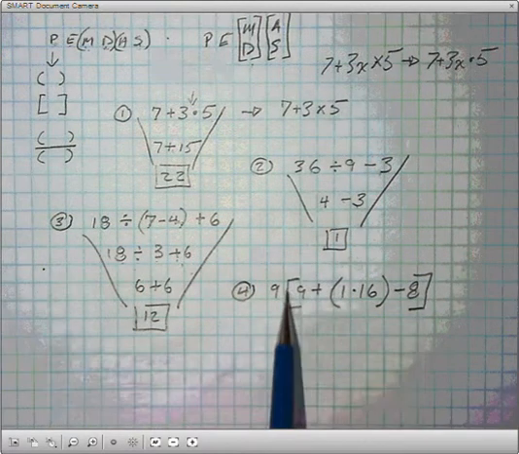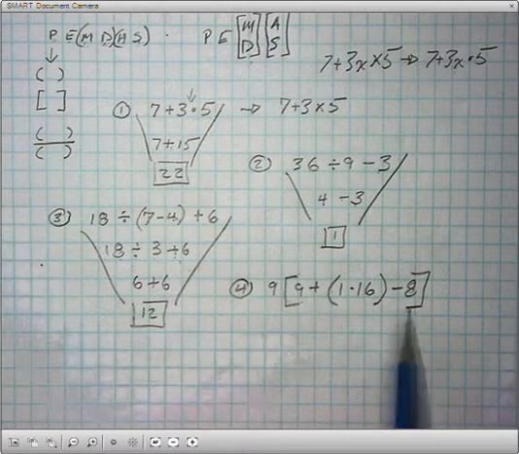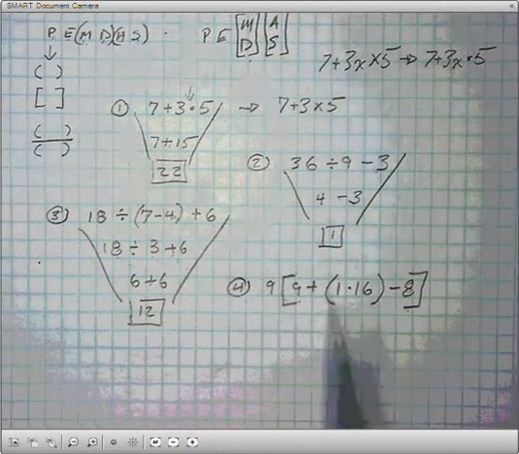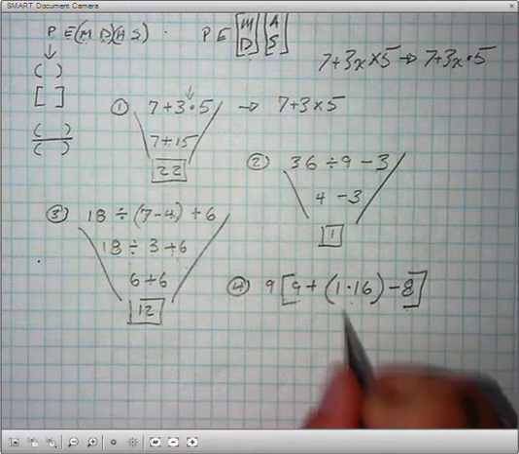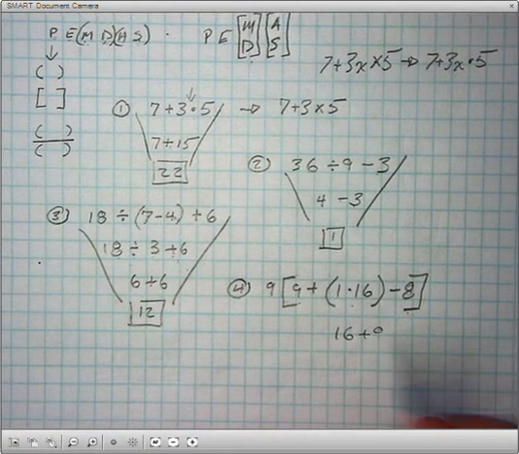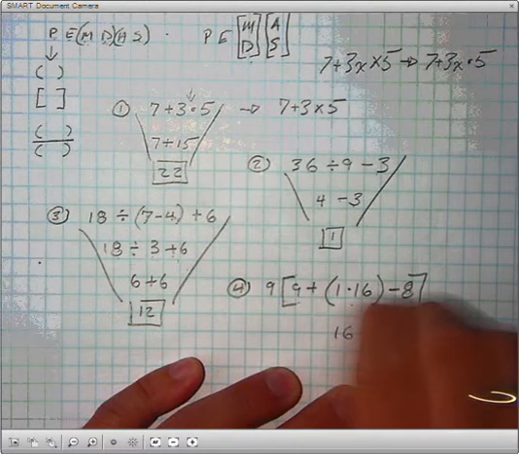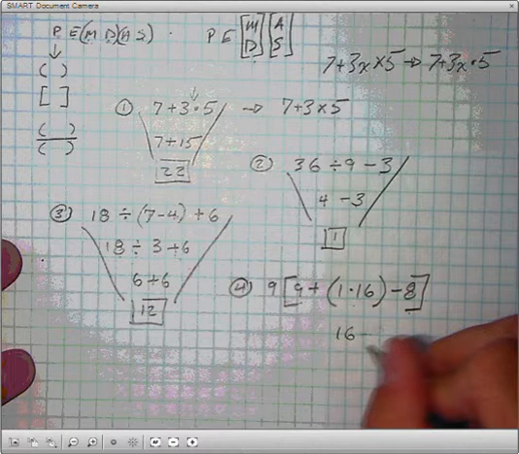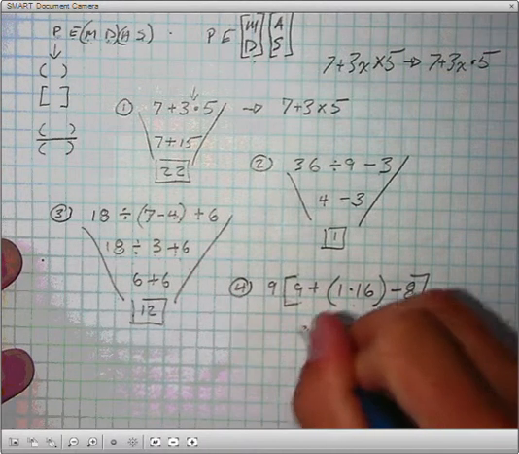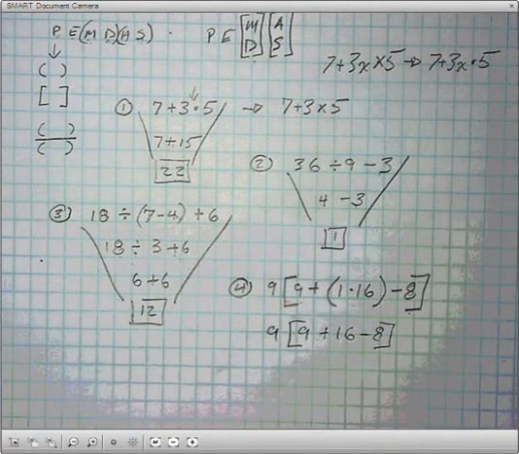Yeah, well, I mean, if I see that I got a bracket right here, inside the bracket I have parentheses inside the bracket. So I got to start with whatever's inside the most. So Emily's correct. I do 1 times 16 gives me 16. And then I've still got to carry that minus 8. Still inside the brackets I've got the 9 on there, and the 9 on the outside there. All right, now what?